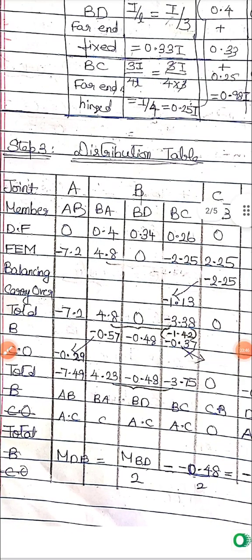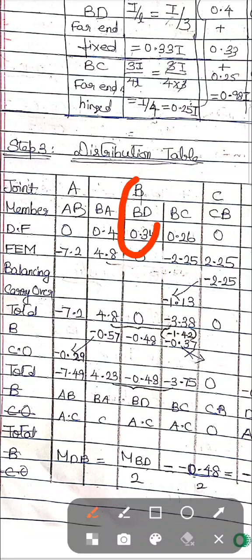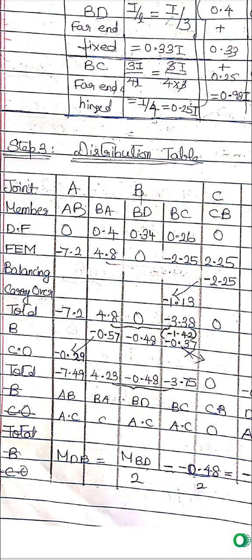So now you have to write member, distribution factor, everything. Now as I told you, when you write, you have to write BD in the center. So A, B, C: A has 1 member, AB, B has 3 members, BA, BD and BC. So write BD in the center and BC here. Why? Because it should be near to CB for carryover moment. Okay. So again you write all the fixed end moments.